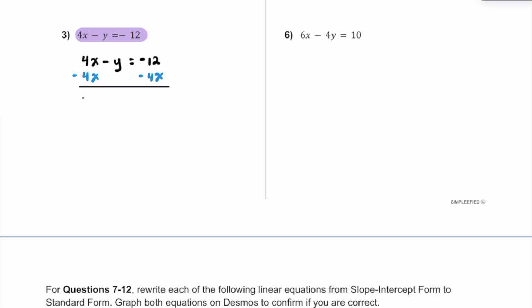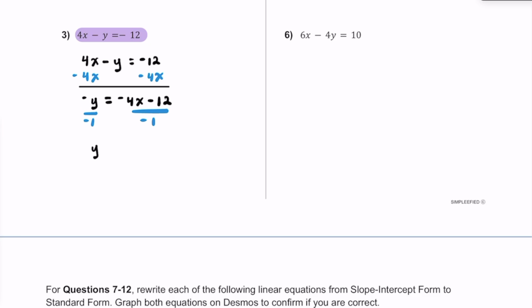If we do that, be careful, we need to keep that negative in front of the y. So it's negative y, because there's a negative 1 in front of there, right? As the coefficient, that's going to be equal to negative 4x minus 12. And then if we want to get that coefficient for y to be positive 1, you can either multiply or divide both sides by negative 1. I'm just going to write divided by negative 1.